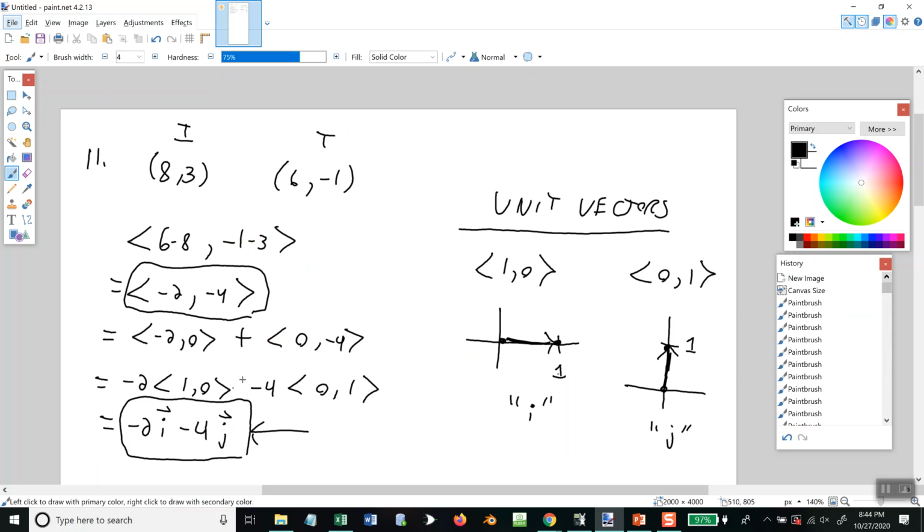Is this brand new to anybody? You've all seen i's and j's for the most part?